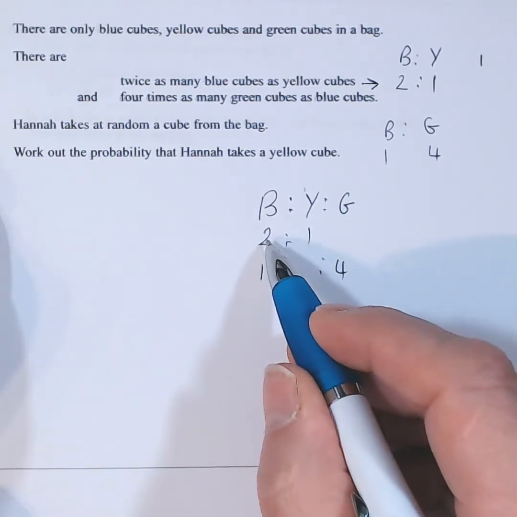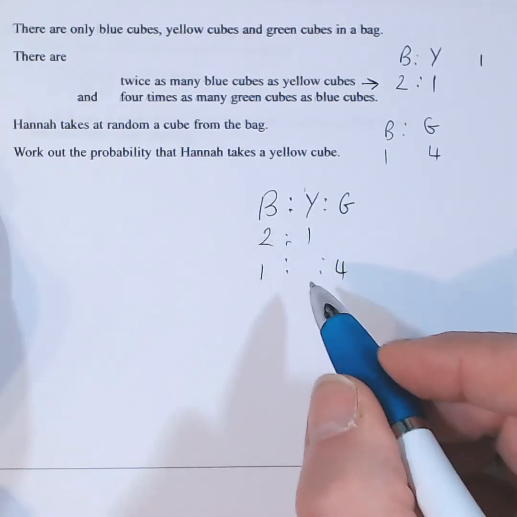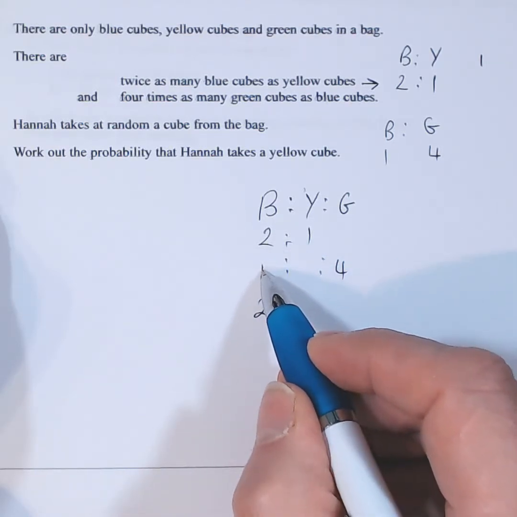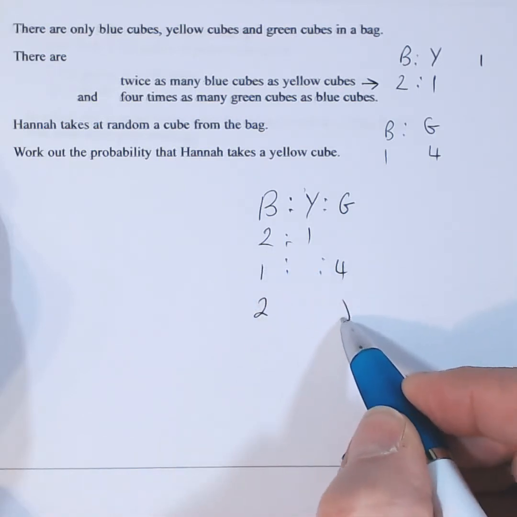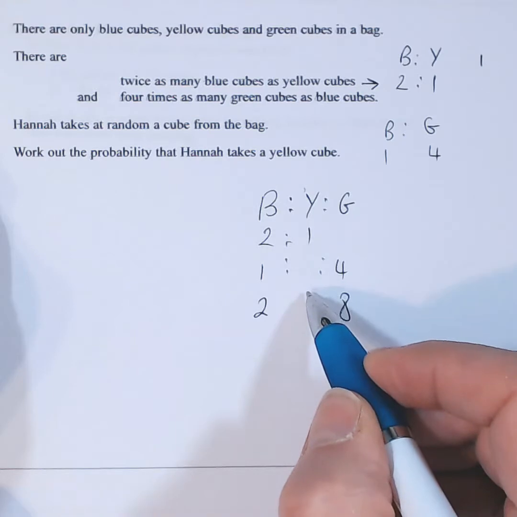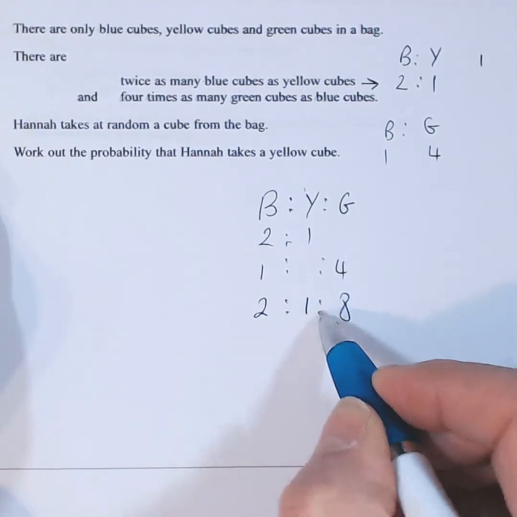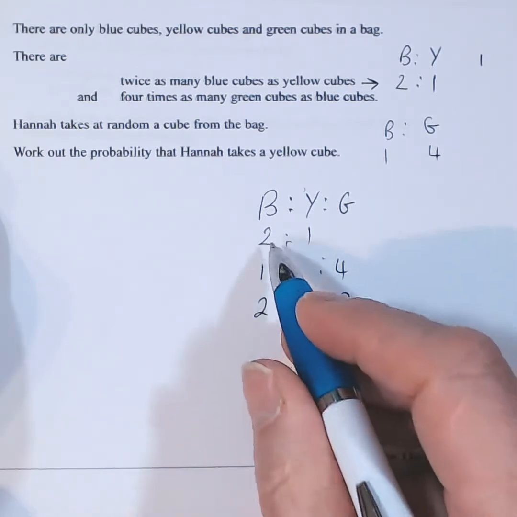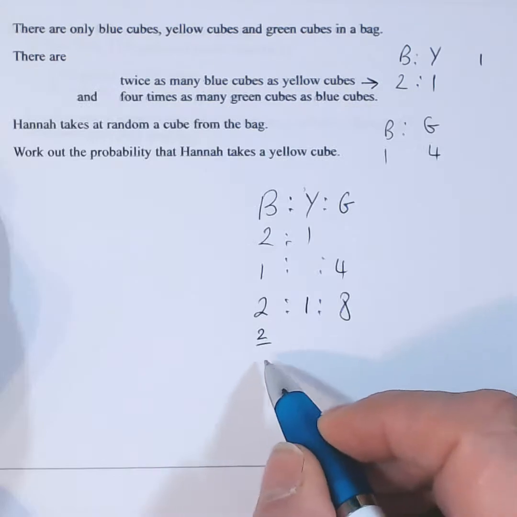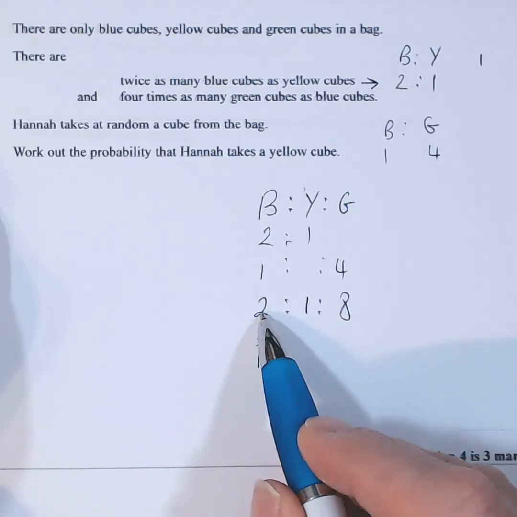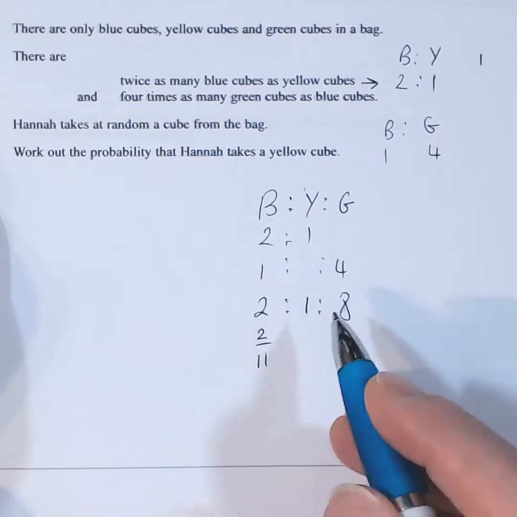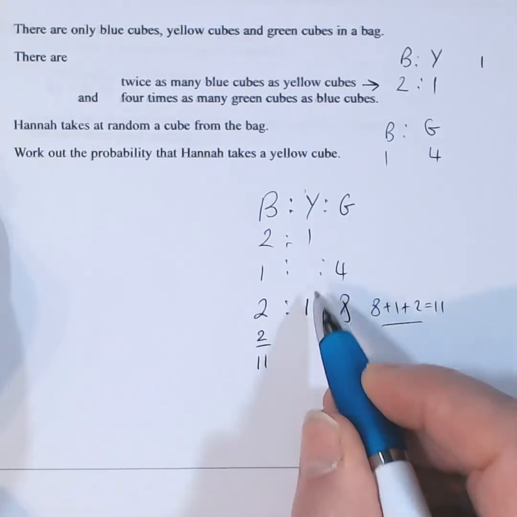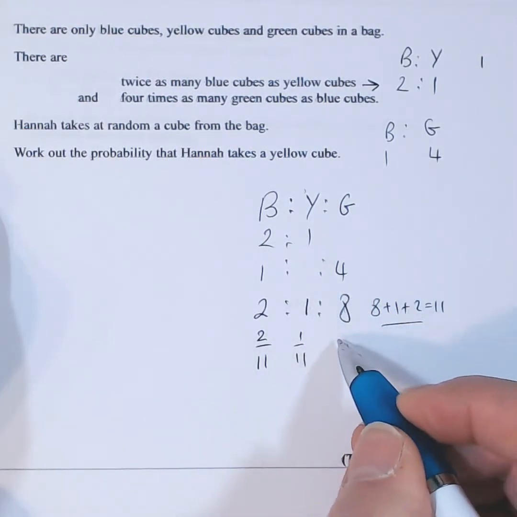So we can see that we can get a lowest common multiple here of 2. So if we turn everything into 2, then I've got to double that, so I've got to double that. And this one I've already got the same as 2. So all together in this question we're dealing with fractions where the blue is 2 out of 11. Remember we get the 11 by adding up all the bits here: 8 plus 1 plus 2 gave us 11. And the yellow was 1/11 and the green was 8/11.